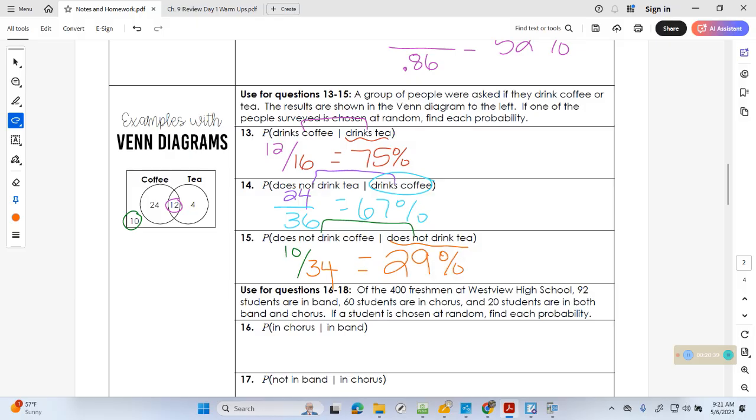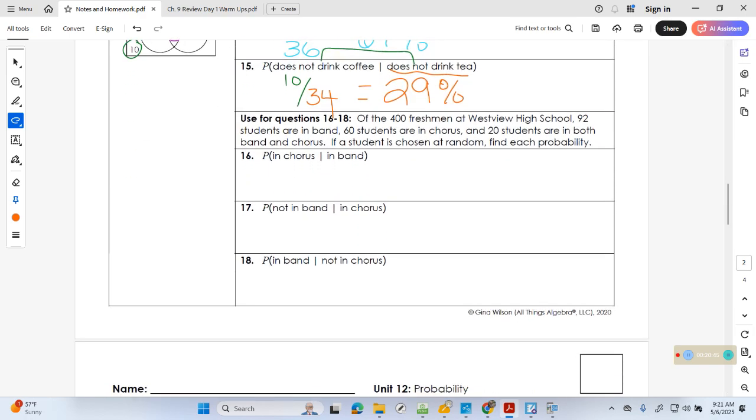Okay, so the bottom one is more of the same. The thing that's different is they didn't provide you the Venn diagram. We're going to make it, okay? All right, so let's read it here. Of the 400 freshmen at Westview High School, 92 are in band, 60 are in chorus, 20 are in both. Blah, blah, blah, find the probability.